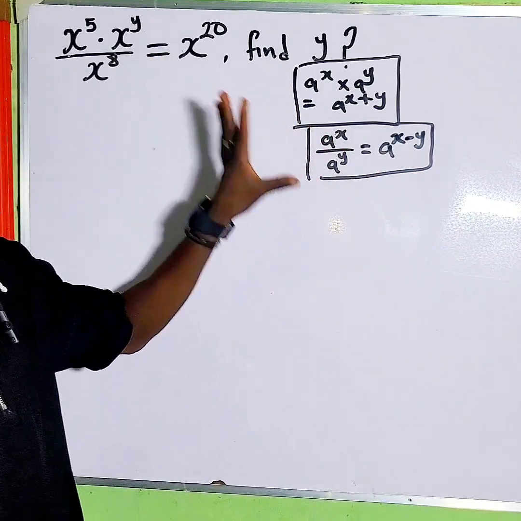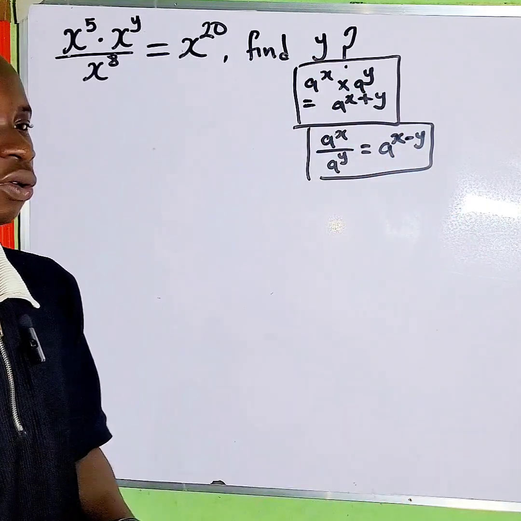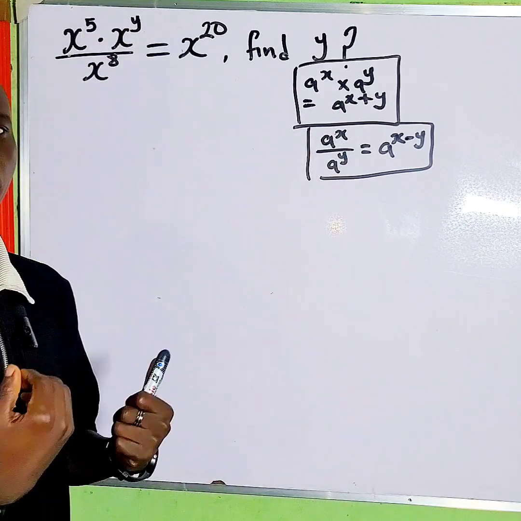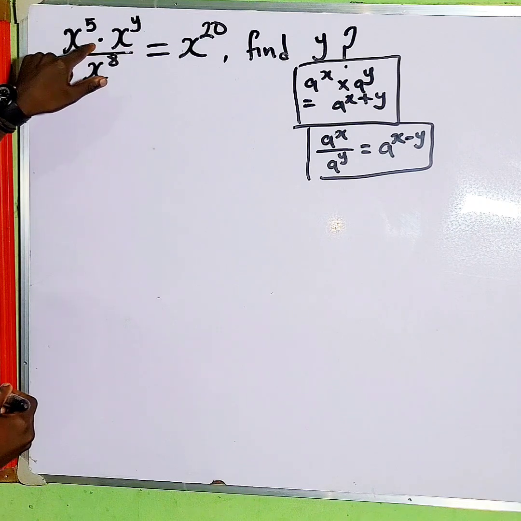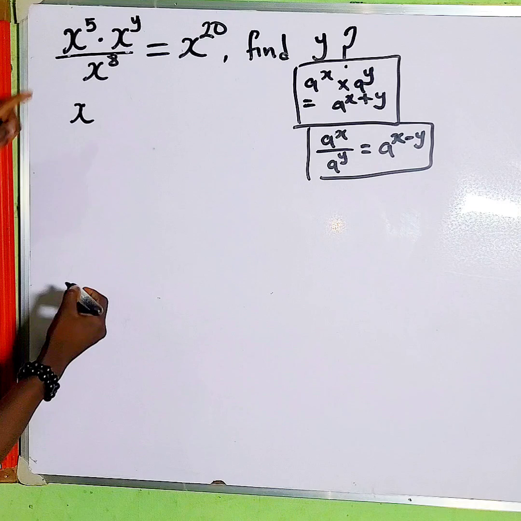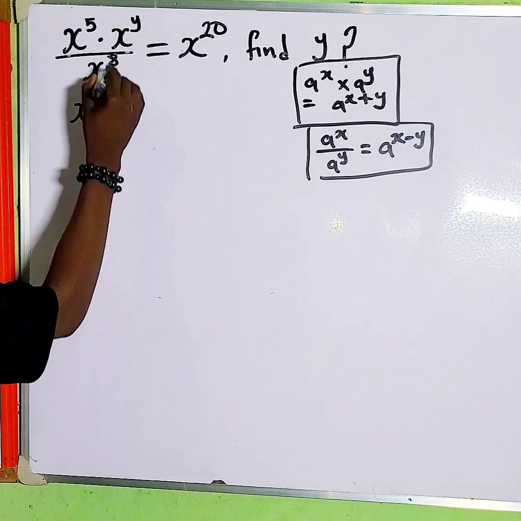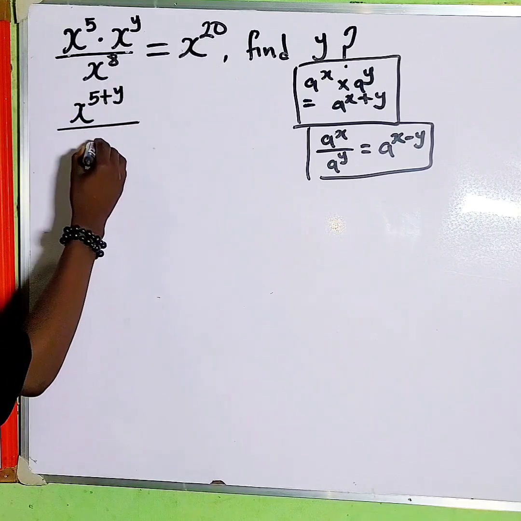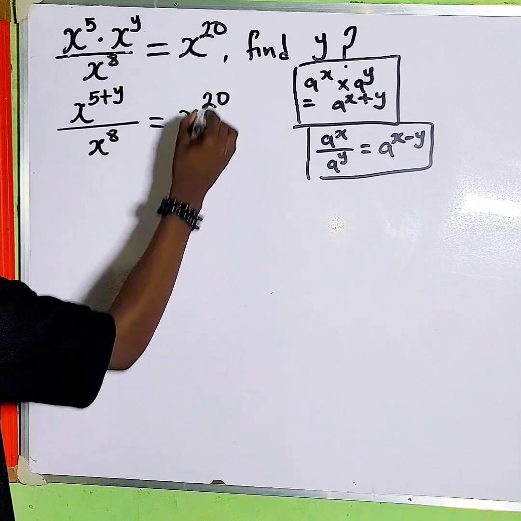So these two properties are what is going to help us solve for the value of y from this equation. So what do we do? First, let's apply the multiplication property of indices to the numerator on the left hand side. As you can see, x, and this is multiplication, so the bases are the same. So we're going to write one of the base, then we add the exponent. The first power is 5 plus the second power, which is y, then everything over x raised to the power of 8, which is equal to x raised to the power of 20.